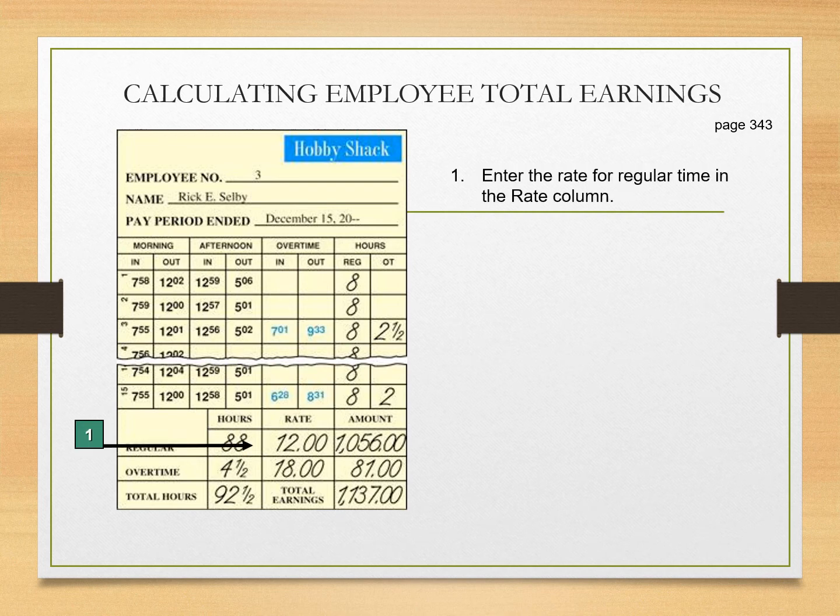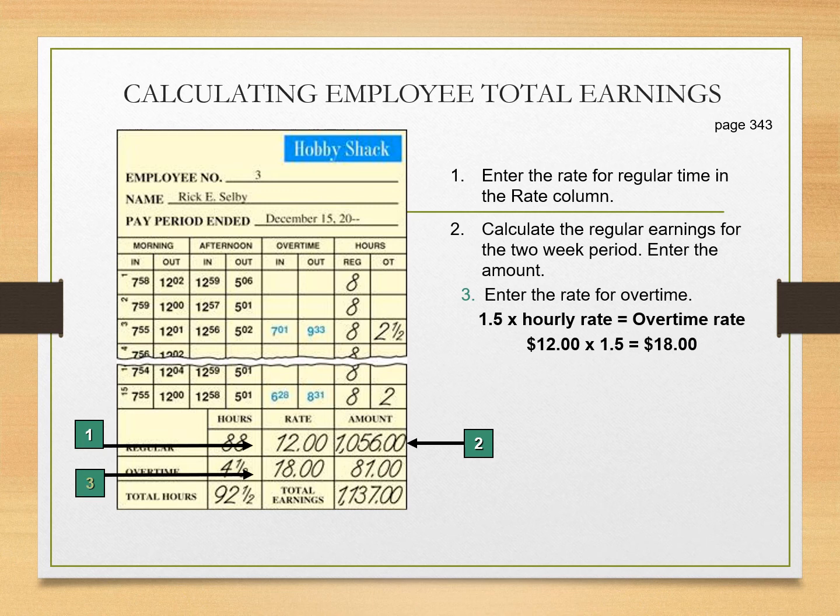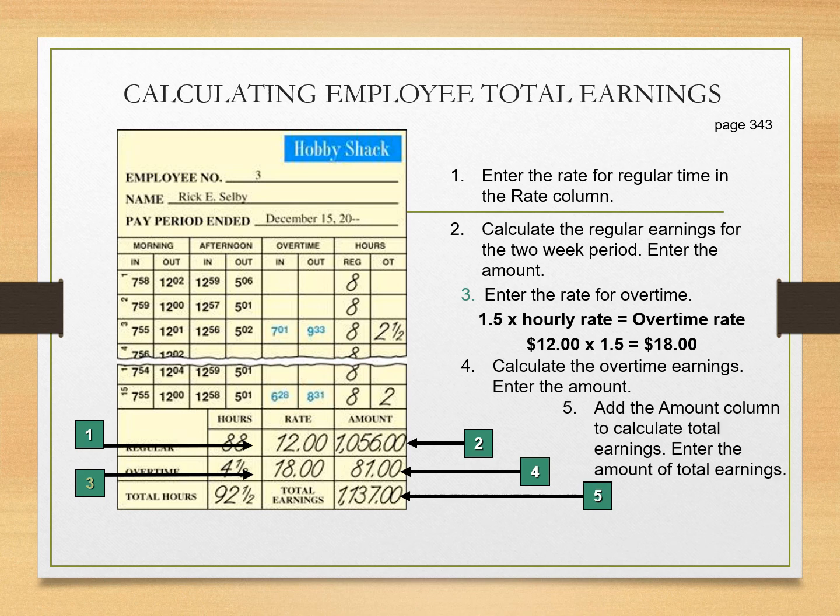Then we are going to enter the rate for regular time in the rate column, which is $12. We will calculate the regular earnings for the 2-week period by multiplying the 88 hours times 12, which gives us $1,056. Then we will enter the overtime rate. So we will take 1.5 times the $12 and come up with $18 for our new overtime rate. Then we will calculate the overtime earnings by multiplying 4.5 times 18, which will give us $81. The last step is to add our regular amount earned and our overtime earned to get our gross earnings or our total earnings of $1,137.